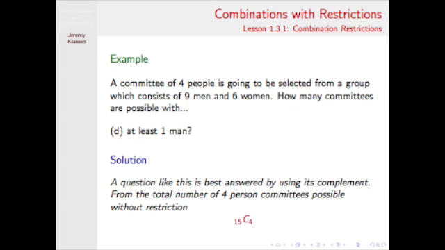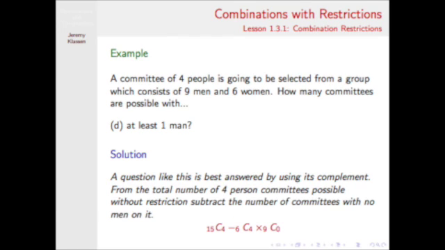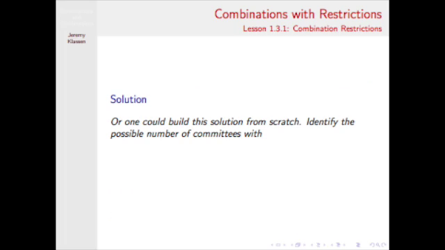So what we do is we start with the total number of 4-person committees that are possible without restriction, which is 15 choose 4. And we subtract from that the number of committees with no men on it, which we just found out was 6 choose 4 times 9 choose 0, which gives us a total of 1,350 different committees that have at least 1 man on it. But it is possible to build this solution simply from scratch here.